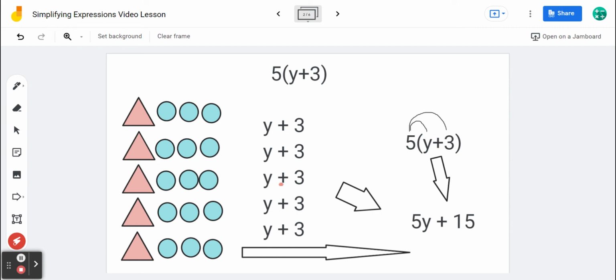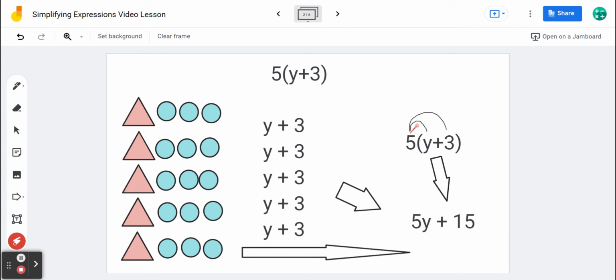Yes, can you use it? Yes. Is it going to take a little bit longer? Yes. Is it going to take super long when we make this like a 28 or something? Definitely. And that's why we need the shorter method. And that's where we get to the distributive property.